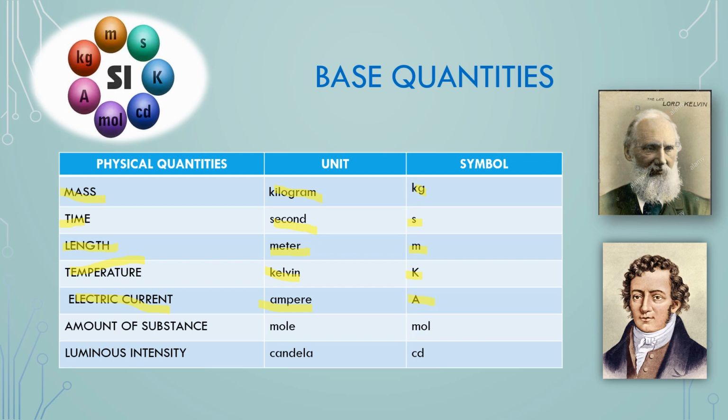In Form 6, you will be adding another basic quantity, which is called amount of substance. The base unit for the amount of substance is mole, and the symbol is mol. But actually, class, the total number of basic quantities is 7. The other basic quantity is called luminous intensity, where the unit is candela and the symbol of the unit is cd.